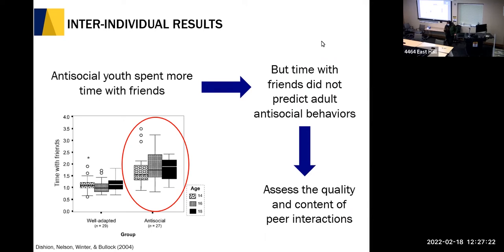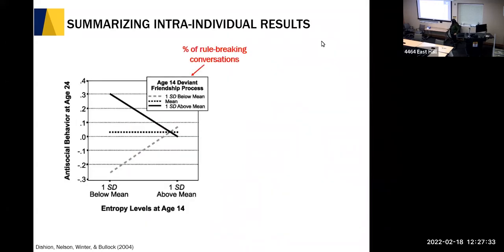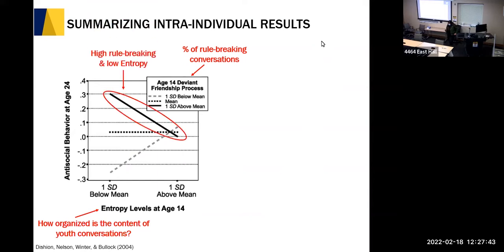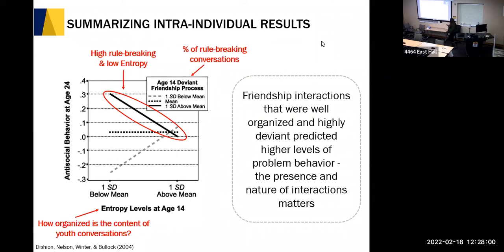So then they went back to that entropy value that I just talked about, the organization and predictability of their conversations. And again, not to bog you down, but when they looked at how much of their time was spent in rule-breaking conversations and how organized the content of their conversations were, they found that youth who demonstrated high rule-breaking conversations and low entropy, so they were in an organized dialogue between peers that centered on rule-breaking activity, evinced the greatest antisocial behavior at age 24. So it wasn't just having deviant peers. It wasn't even just entropy or the organization of their conversations. It was really that the presence and nature of interaction matters.